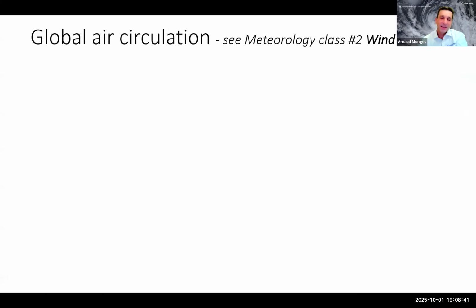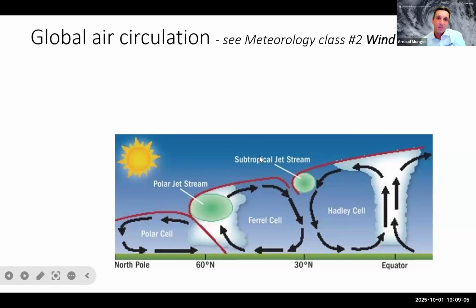These concepts apply to the global air circulation. But in reality, it's a bit more complicated due to the fact that the Earth is rotating. If you want to know all the details, please go to this article, which is the one about wind. I have taken from this article the following image.